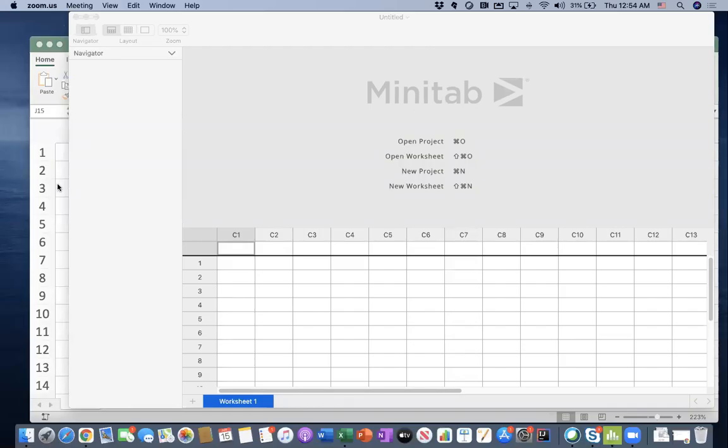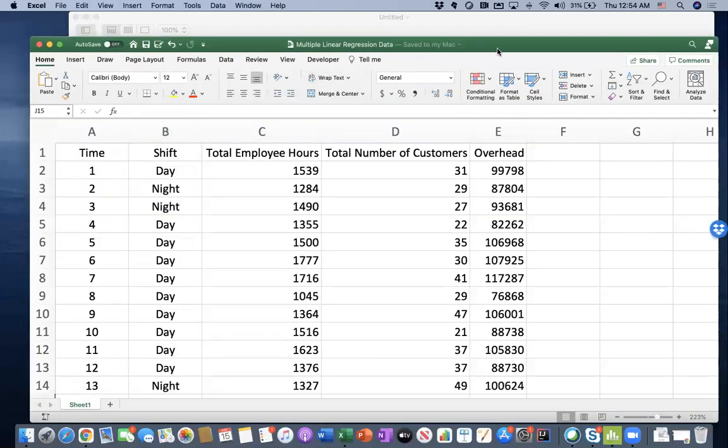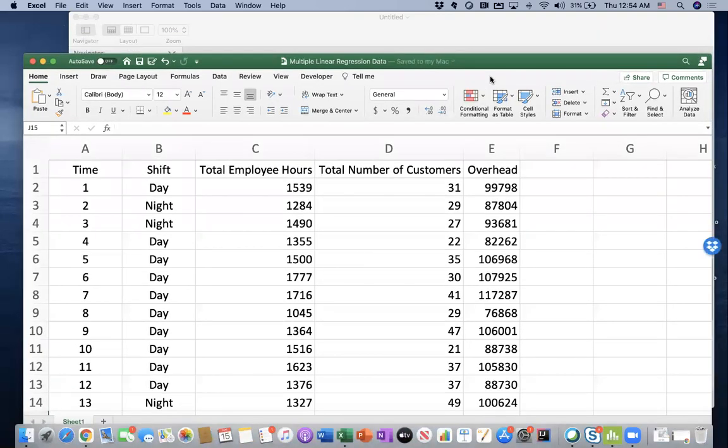Hello, today we are going to learn more about how we can do some further analysis in the improve phase of Six Sigma. More specifically, we are going to take a look at this problem where we have information of a company and then they listed their data.